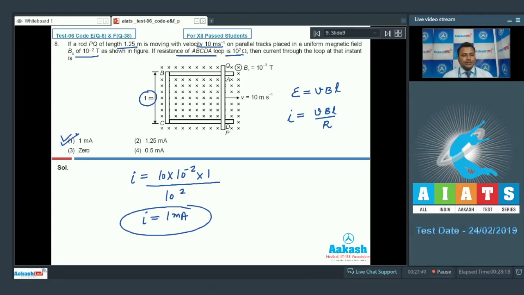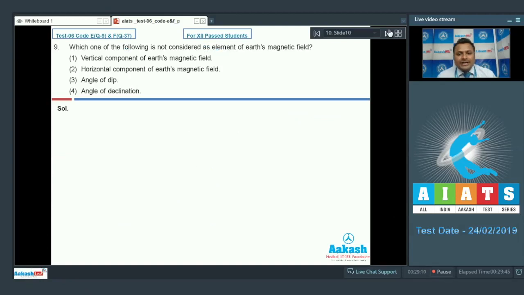Now let us proceed to the next question, that is question number 9. Which one of the following is not considered as element of Earth's magnetic field? We know very well that there are 3 elements of Earth's magnetic field: angle of declination, angle of dip, and horizontal component of Earth's magnetic field. So let us go for the options. Vertical component of Earth's magnetic field. No, Earth's magnetic field has only 3 components, and vertical component of Earth's magnetic field is not element of Earth's magnetism or Earth's magnetic field.